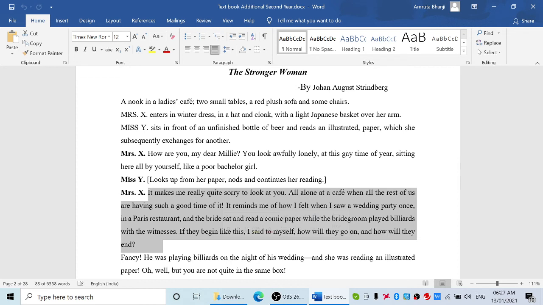And it reminds me of one particular moment in one wedding party. She recalled that memory which happened in front of her in a Paris restaurant. And there she saw one bride sitting reading that comic paper, and the bridegroom was playing billiards with other people, witnesses. So in that way, when the time was there to celebrate the marriage party, these two, husband and wife, were not together. And that was a very funny scene.